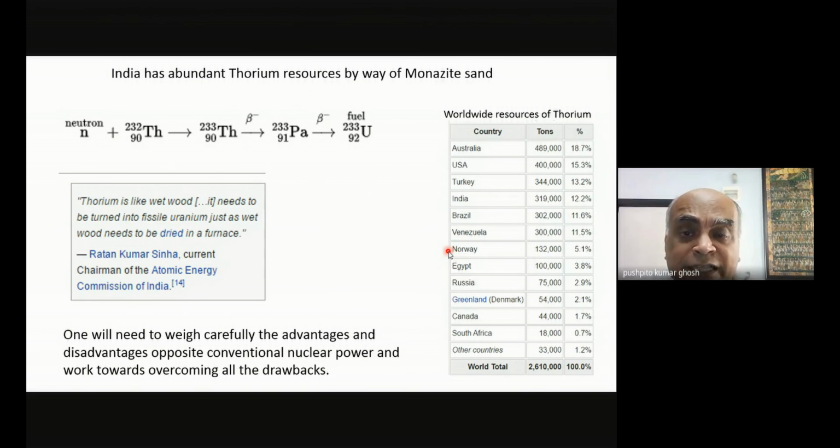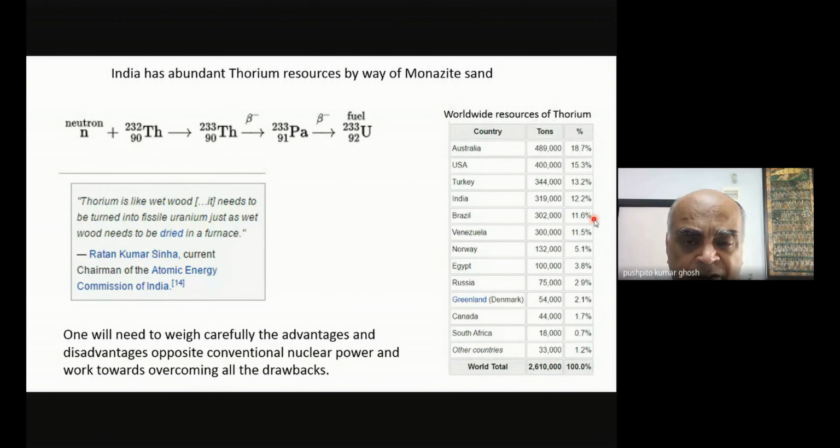Now, there's another way of doing breeding, and that makes use of a resource that we have in plenty: thorium. Thorium is found in a kind of sand known as monazite sand. Typically in Odisha, you get a high amount of monazite sand. India is the fourth largest in terms of resources. In thorium resources, we are at about 12% of the world's resources.